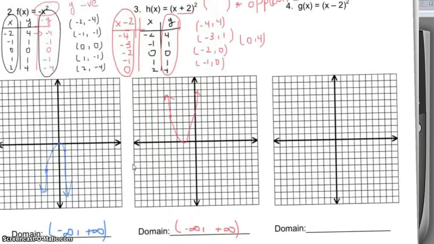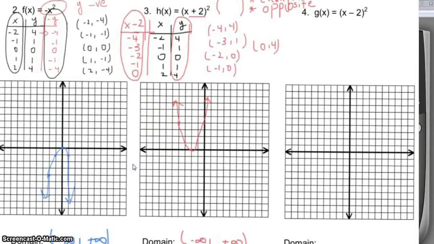So let's write it down. Every time it's a negative x squared, I expect to see a reflection, or it's going to be reflected across the x-axis.